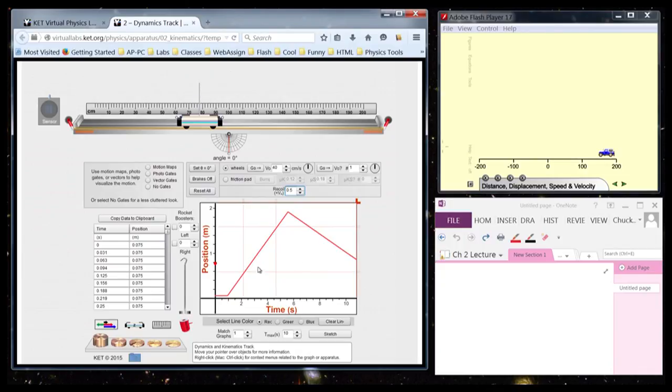So we found that we can find these change in position and change in time here. Those two things are the slope of this graph. And when we talk about the change in position, we're actually talking about what's called the displacement.